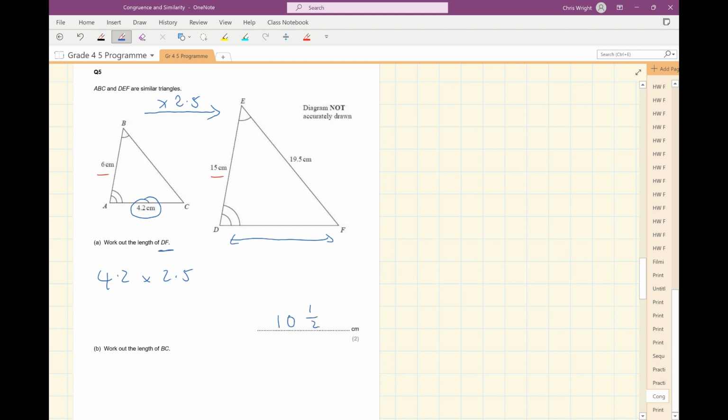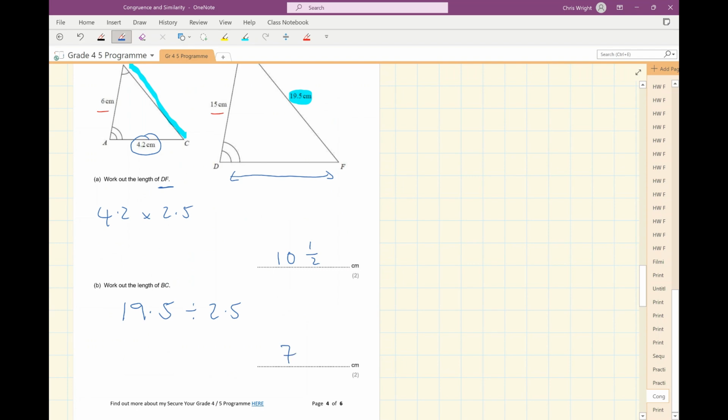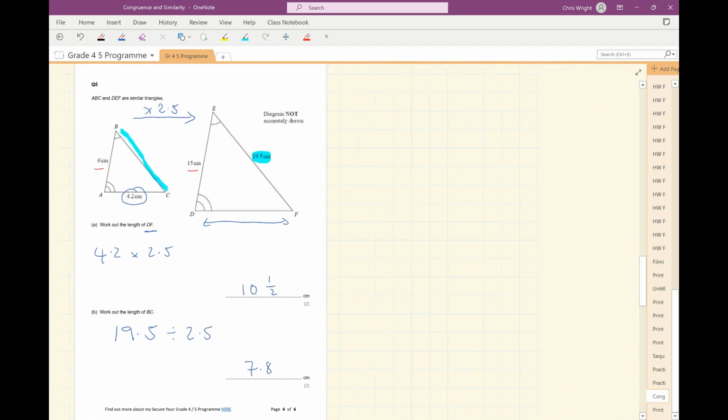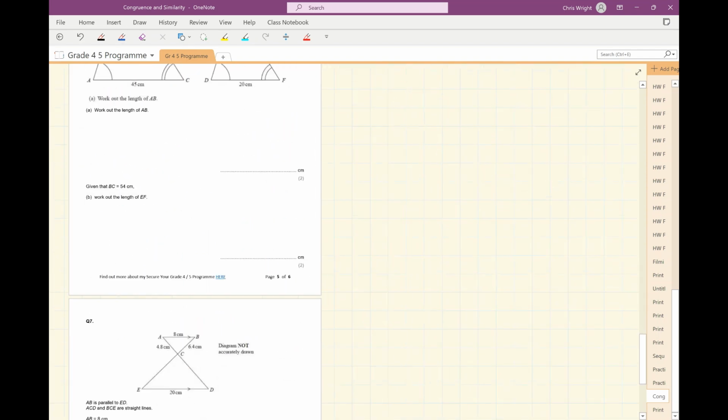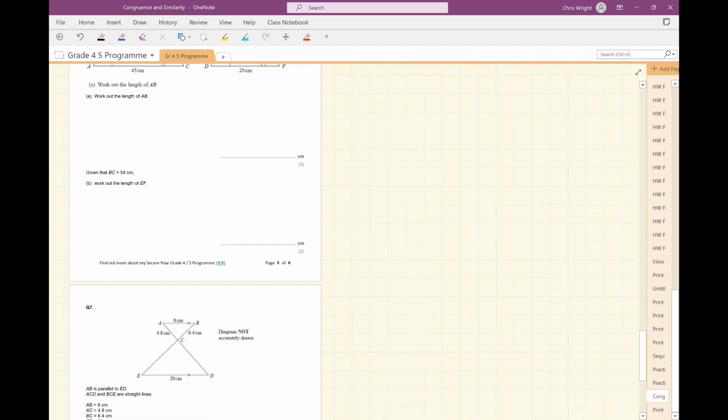And what about, for part B, the length of BC? It corresponds to the 19.5, doesn't it? But this time, because I'm going from large to small, it's going to be 19.5 divided by 2.5. 19.5 divided by 2.5 is 7.8 for BC. Let's move on to question 6.